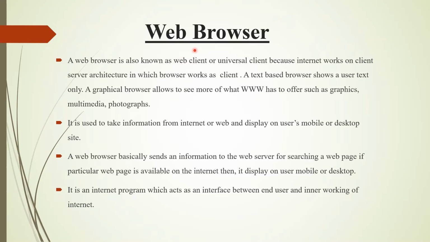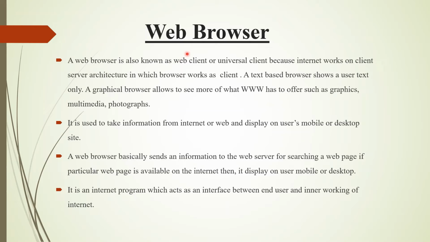What basically is a web browser? This is one of the most popular terminologies that an HTML developer should understand. Basically, a web browser is known as the client or universal client because the internet works on the client server architecture, in which the particular browser works as a client. A text-based browser shows a user text only, but a graphical browser allows you to see more of what the World Wide Web has to offer, such as graphics, images, photographs, multimedia, etc.